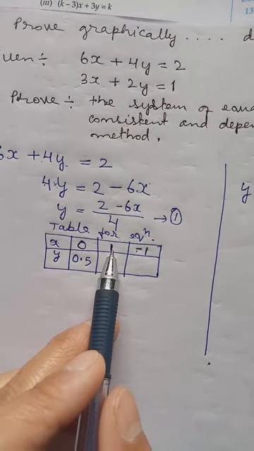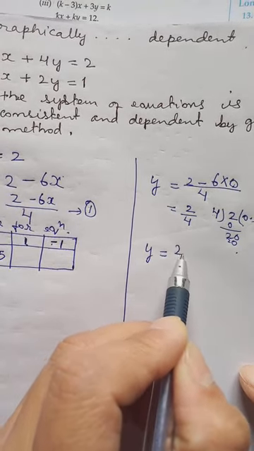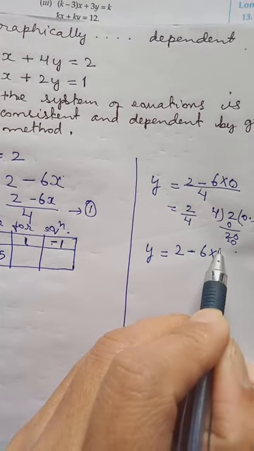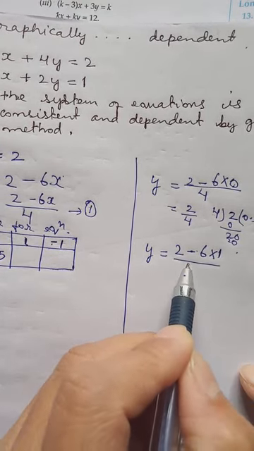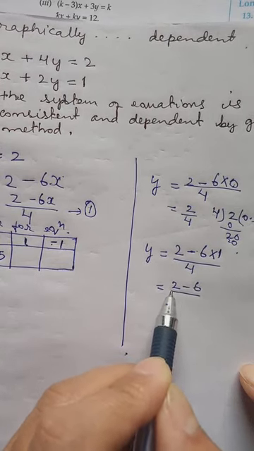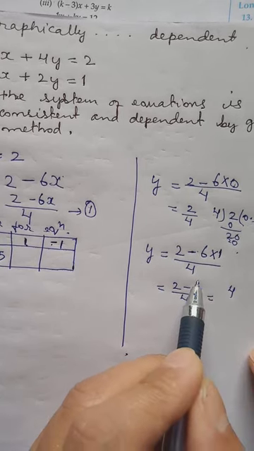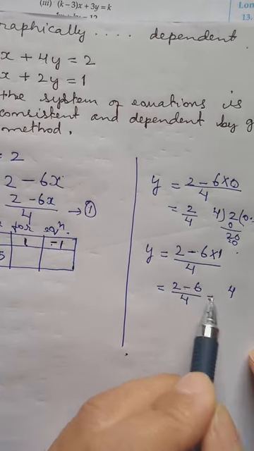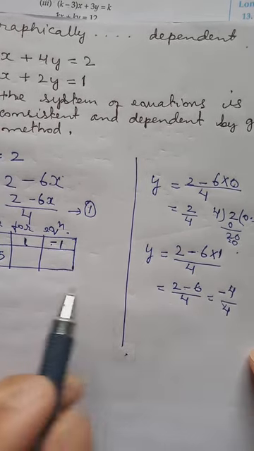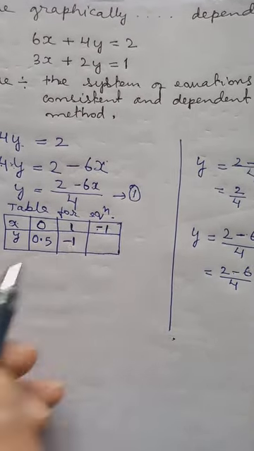Then next, in place of x we will put 1. So y equals 2 minus 6x by 4. Only in place of x it will change. Now in place of x I'll put 1. 6 into 1, then divide by 4. So here we have 2 minus 6 by 4. 6 minus 2 we get 4. 6 is greater, and in front of 6 we have a minus sign, so we have to put minus. So 4 divided by 4 we get 1, but there is a minus sign, so y becomes minus 1.